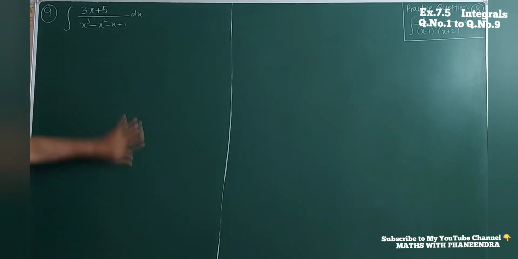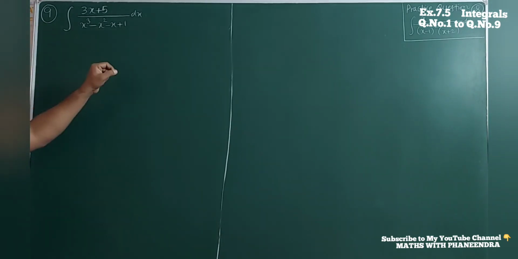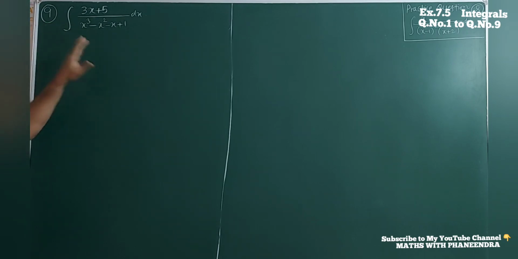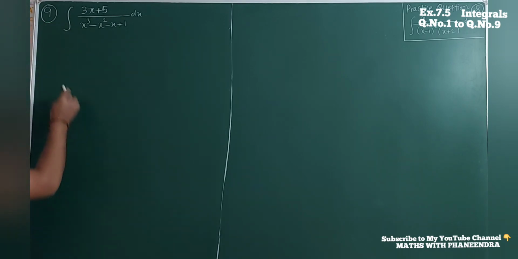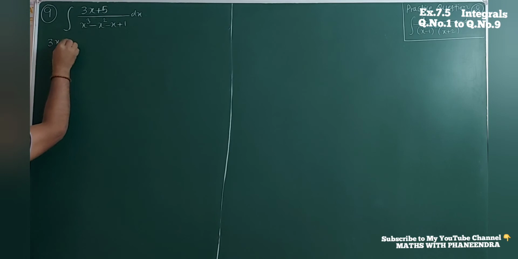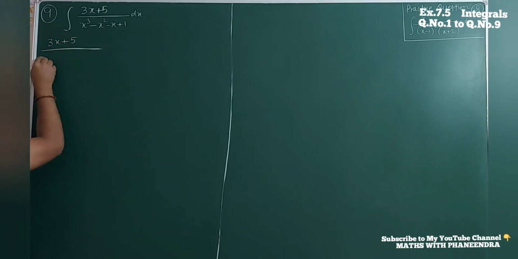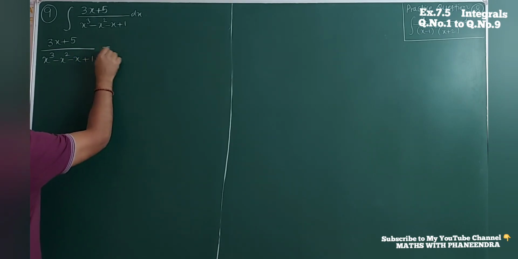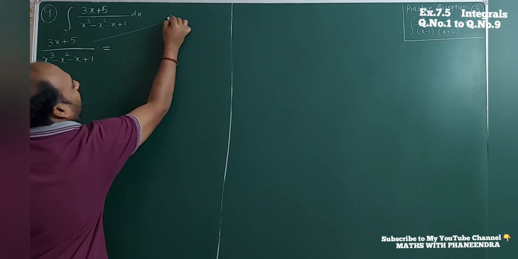Yeah, question number 9. Integral of 3x plus 5 by x cube minus x square minus x plus 1 into dx. First, how to do that? It is anyway a proper fraction. 3x plus 5 by x cube minus x square minus x plus 1, it is clearly a proper fraction.